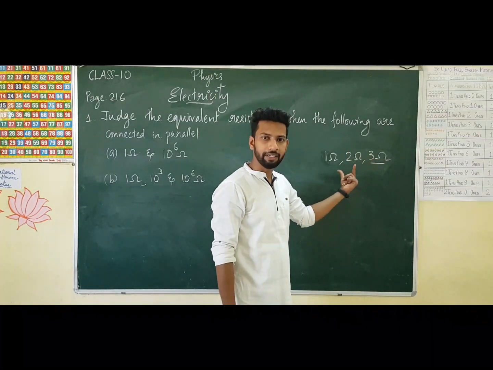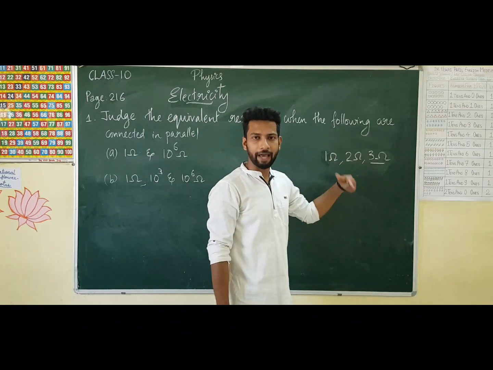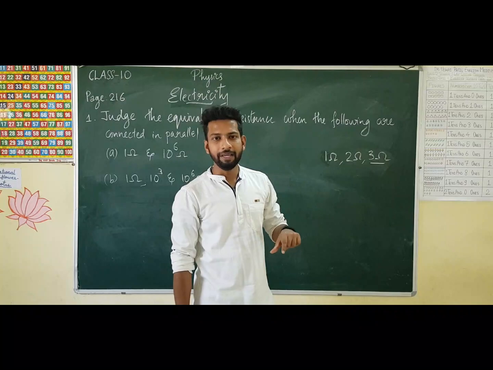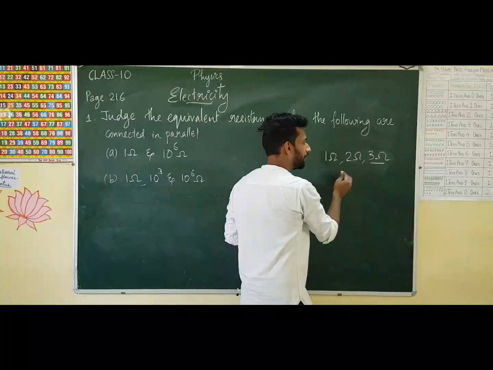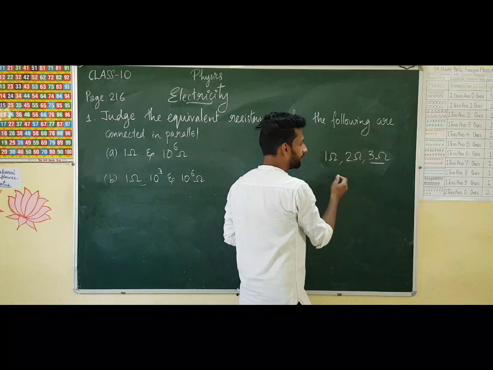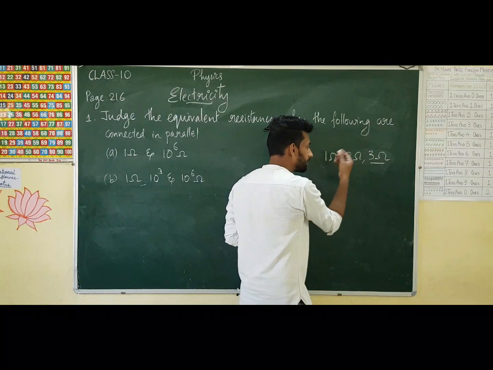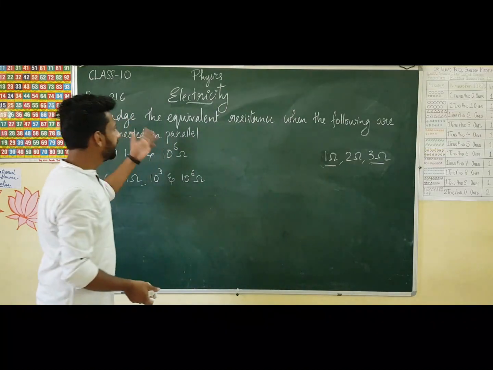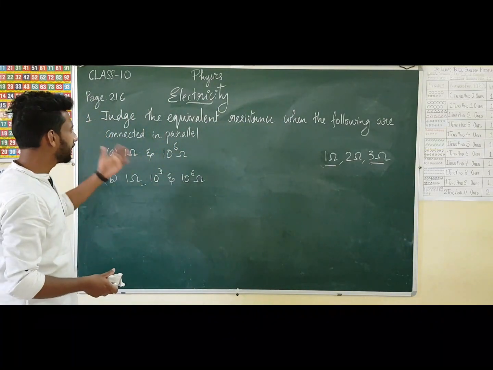And if you are connecting these resistors in parallel, the total resistance will be less than the smallest. If you are connecting the same resistors in parallel, the equivalent resistance will be smaller than the smallest value. So our question is, judge the equivalent resistance when the following are connected in parallel.